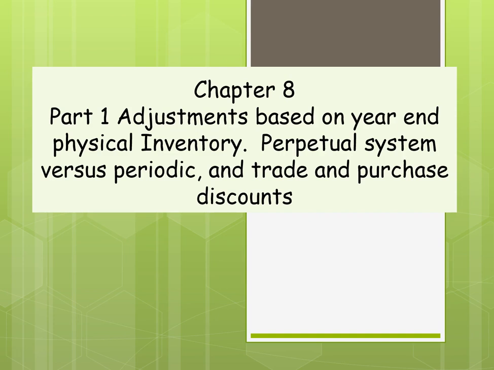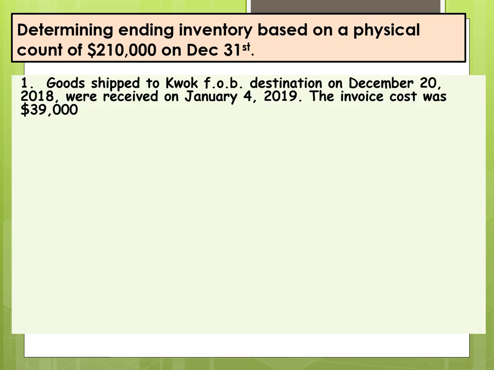The first thing we're going to look at is what do you include in ending inventory once you've done a physical count and you have some items that are in transit, whether you bought them or sold them. Okay, here's our example. We have 210. We did a physical count. It didn't matter whether it's perpetual or periodic.